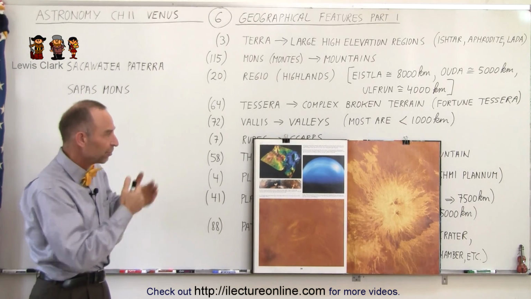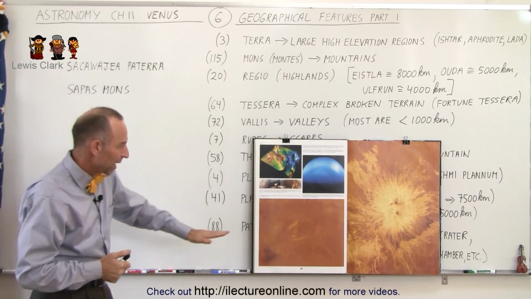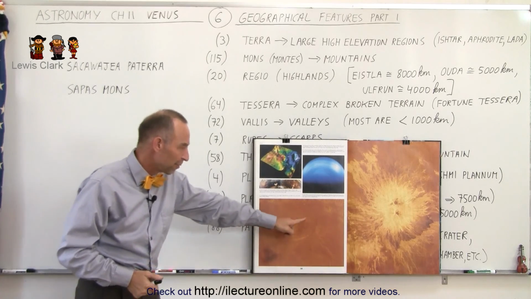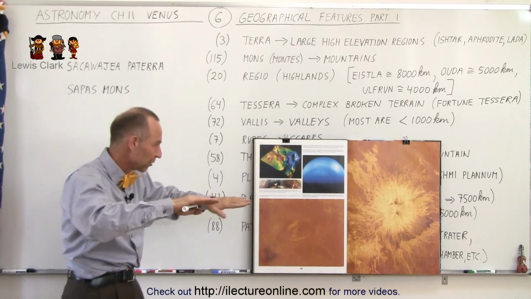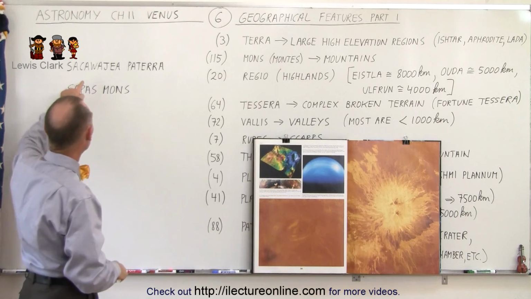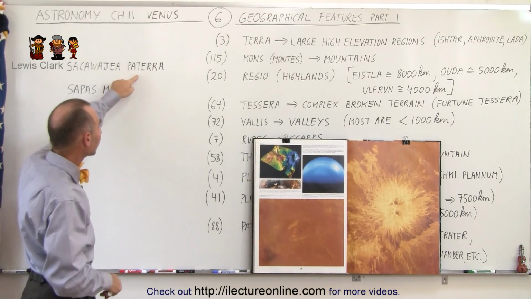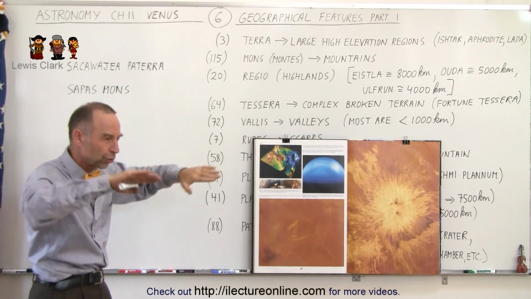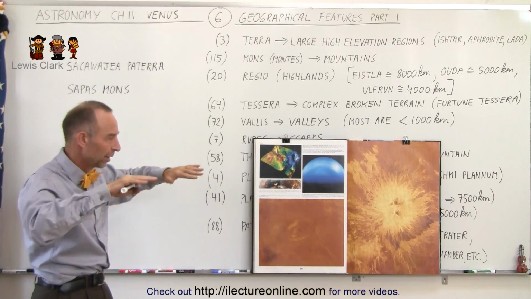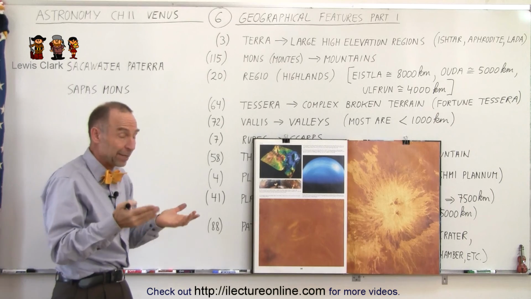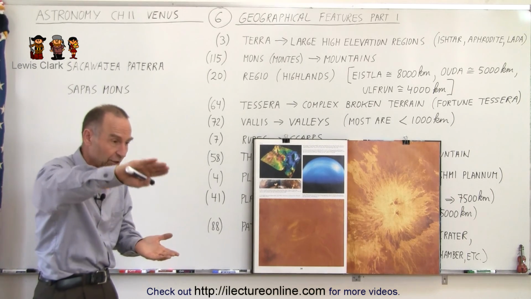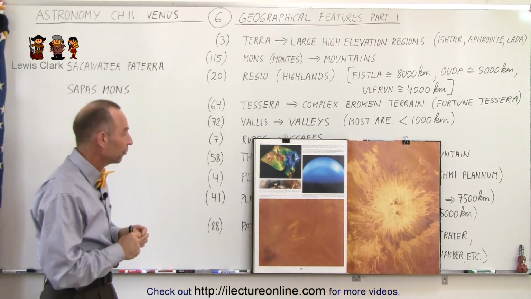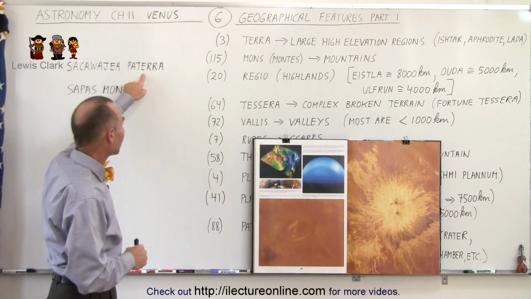So here we have some nice pictures as an example. Here we have a caldera at the top of a mountain, which is a very slight depression. That particular caldera is called Sacagawea Paterra. So Paterra is the Latin-based name for slight depression or for a caldera or basically maybe an impact crater, something that causes a slight indentation in the surface. So we use the word Paterra for that.